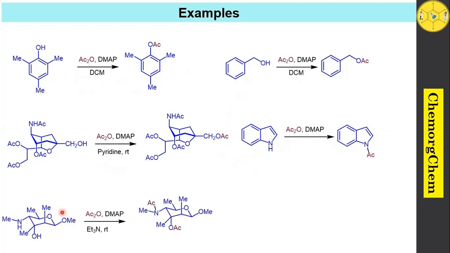So this is another example. Now you see this compound having an alcohol as well as a secondary amine group, both are readily protected using acetic anhydride and DMAP conditions, which produce the corresponding product. So this is another example. Just like acetic anhydride or acetyl chloride, when you take benzoyl chloride in the presence of DMAP, it readily produces the corresponding benzoylated product.